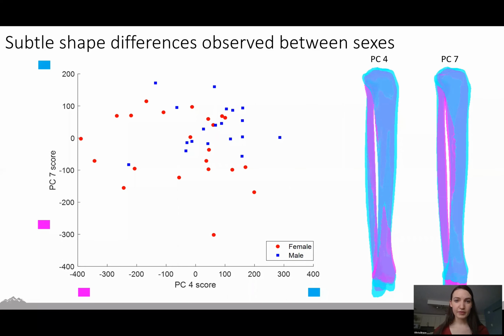And so this figure, the scatter plot here, is just showing the principal component scores for the female subjects, which are the red circles, and the male subjects in blue squares. And so there is quite a bit of overlap between the principal component scores for PC4 and PC7. But the females tended to have more negative scores for both principal components, and the shapes describing some of the extreme values of those scores are shown in magenta. And the males tend to have more positive principal component scores, and so those shape differences are shown in blue.